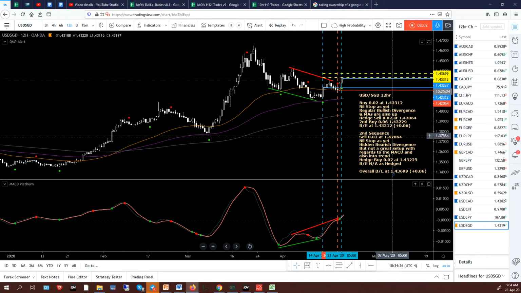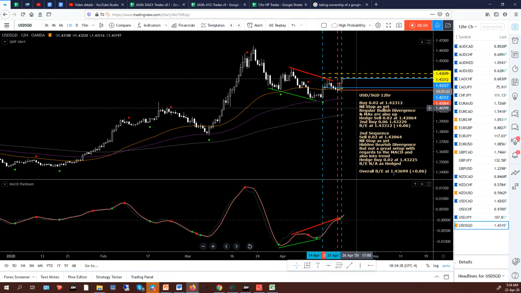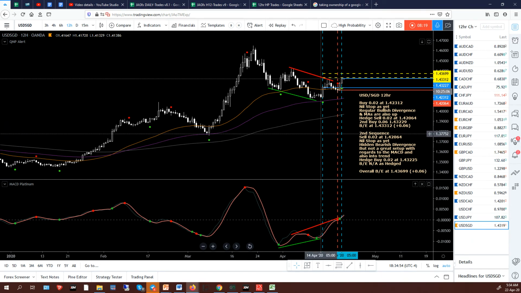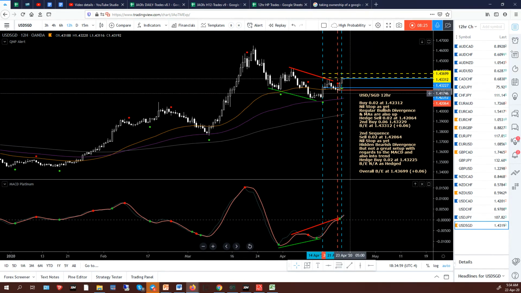So I took two new buy trades this morning. Now, overall, it gives me an overall break even for all trades at 143.699, which is this top yellow line. So it's got to get up to there so I can close all trades. It only looks like there's 3 trades on, but in fact, there's 2 trades on each of these last 2 lines. So that's why it doesn't look quite right.